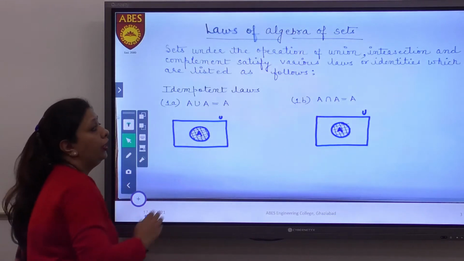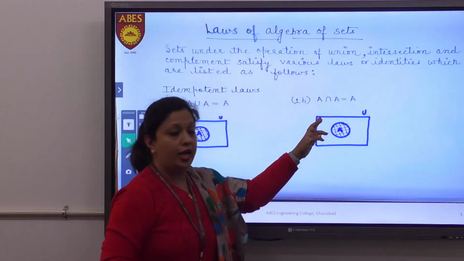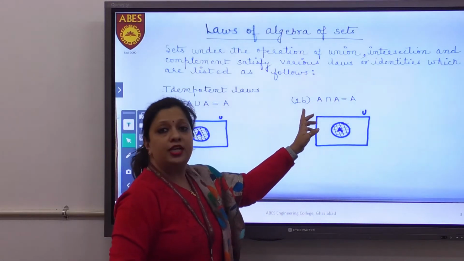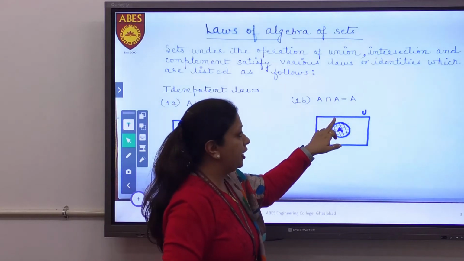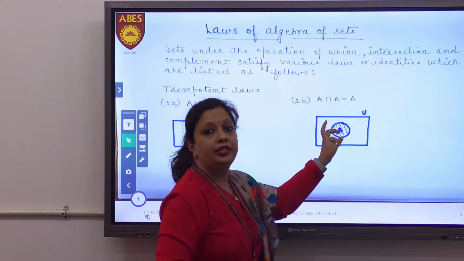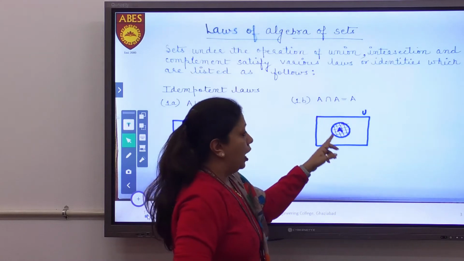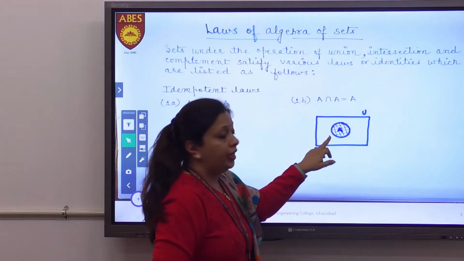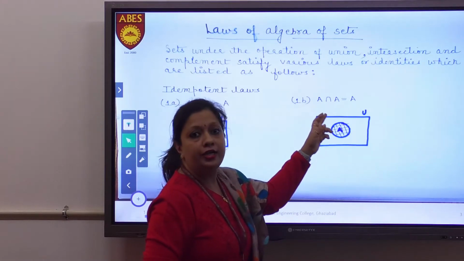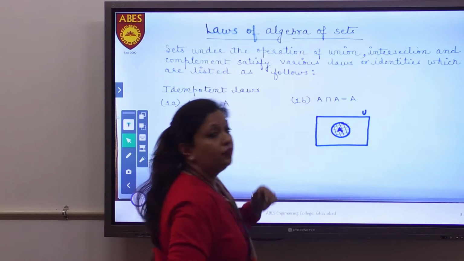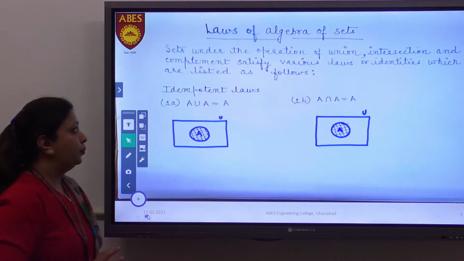Now this same law can be applied for intersection as well. Now I again have set A and I apply intersection operation of that set on the same set. I will again get the set itself. So again in this diagram the shaded area shows the set A which will be selected as a result of A intersection A. So this is the first law which is known as idempotent law.